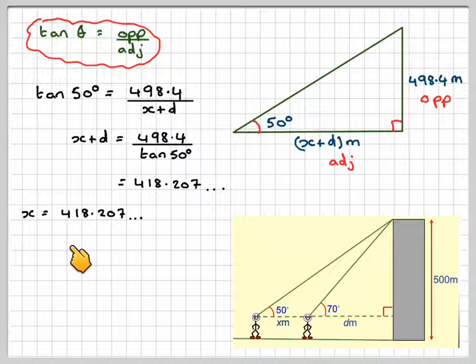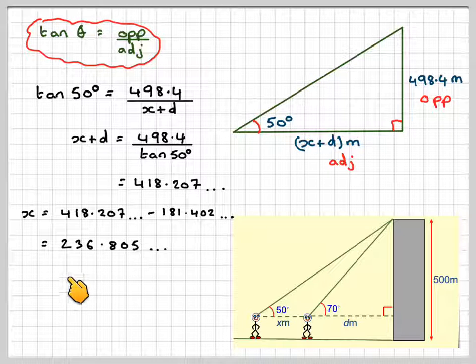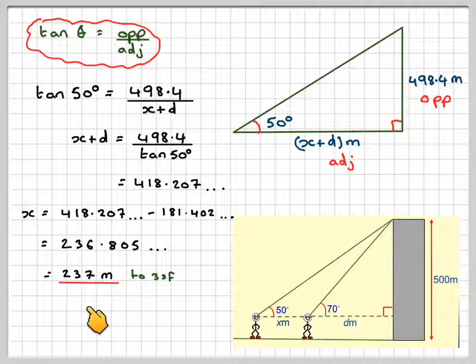So x will be 418.207 minus my value of d, which was 181.402, and that will give me an answer of 238.805. That 8 will make that 6 or 7, so the final answer will be 237 meters to 3 significant figures.